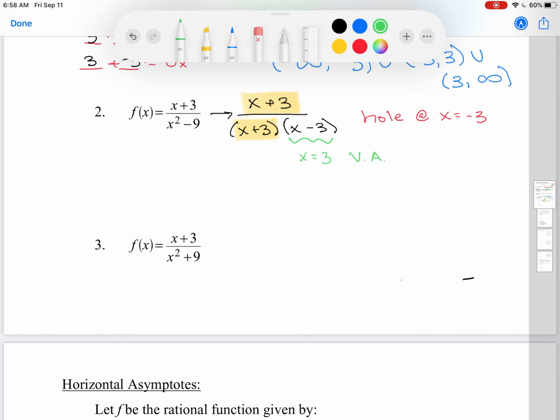Okay? As soon as I know that, I can go and make my domain again. And when you do your domain, holes do count. Remember, if you have a graph with a hole in it, it's going to be an open circle at that point, which means it's not included on the domain. So we have to remember that. So when I go to my domain, you will notice that it's going to be the same exact domain as question 1.